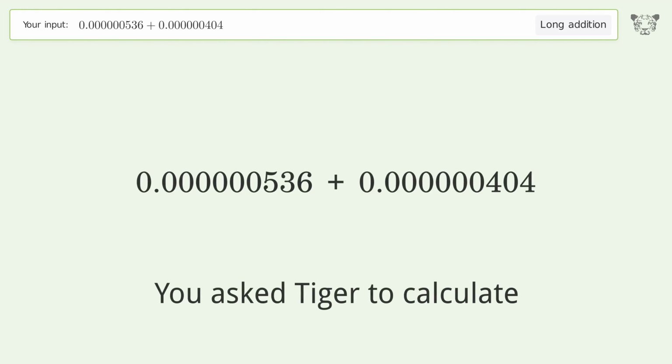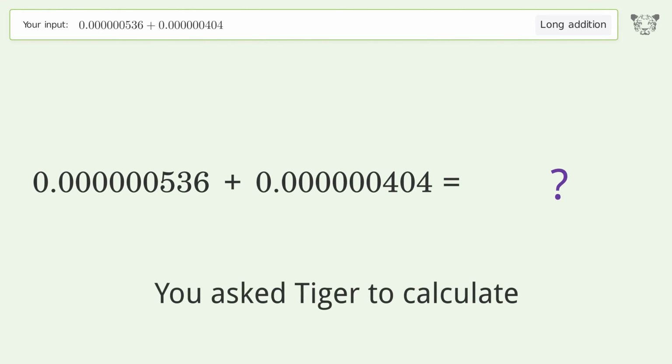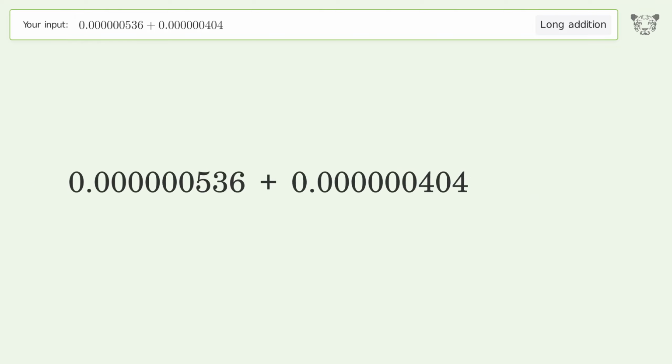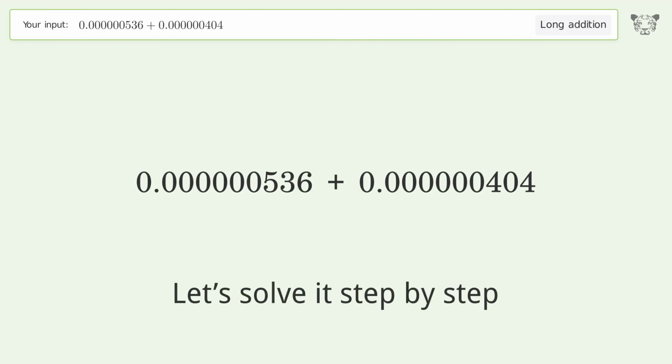You ask Tiger to calculate. This deals with long addition. The final result is 0.00000094. Let's solve it step by step.